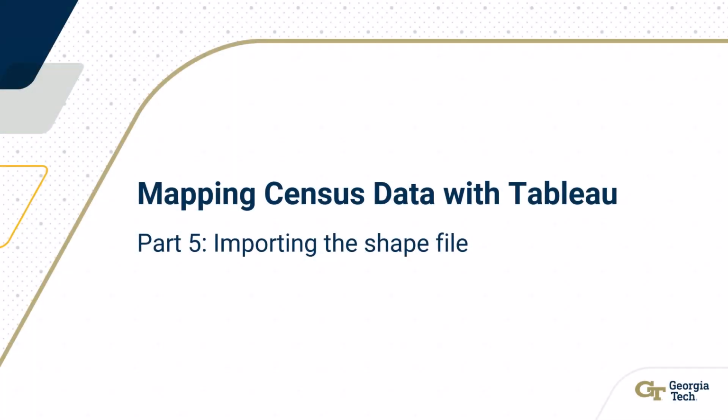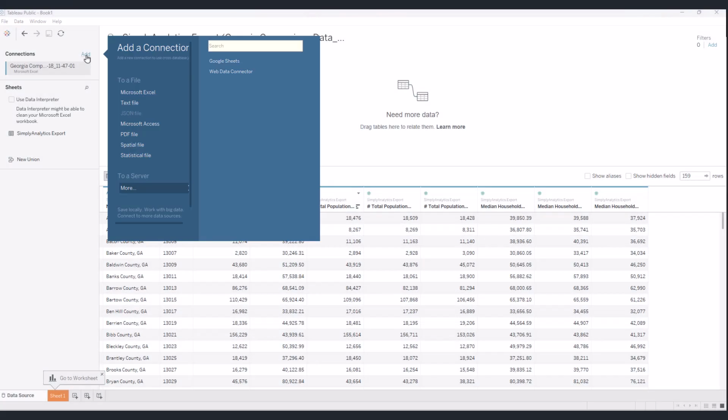Part 5. Importing the shapefile. To start creating our comparison map in Tableau, the next step is to import the shapefile, the spatial file. Click the Add button in the upper left corner of the column.